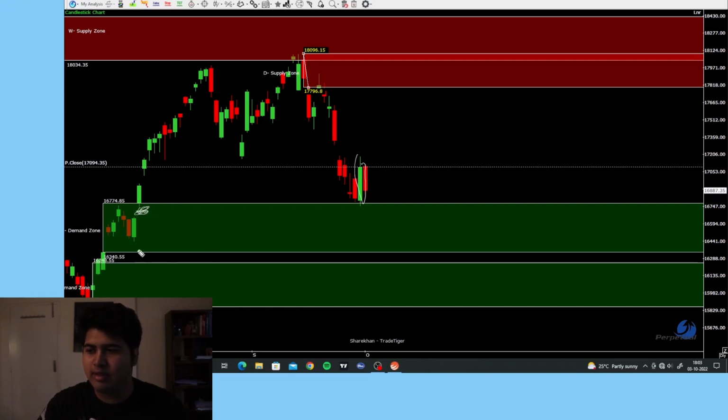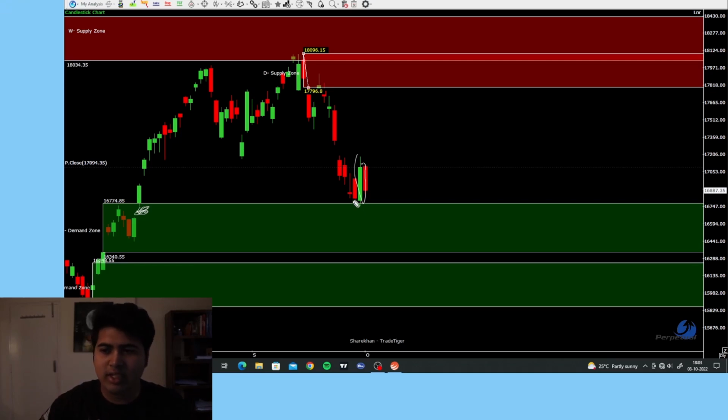This is a demand zone that is not very easily tradable, only because it has a lot of basing candles, and also it's a very big demand zone. So what happens is your entries and your stop losses become really big, and you cannot really optimize your trade because of that. So it would be a hard zone to trade, but it is definitely a good zone.